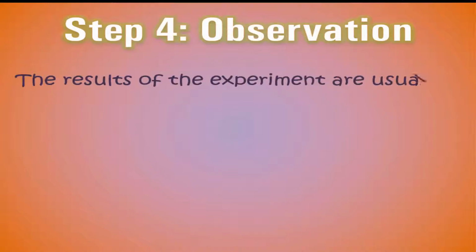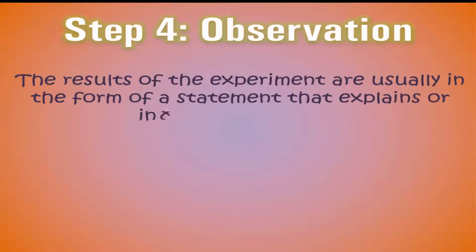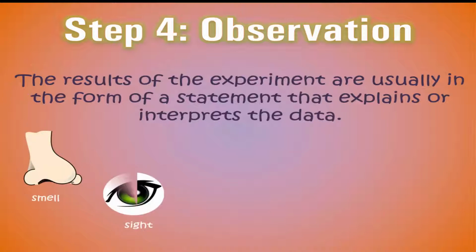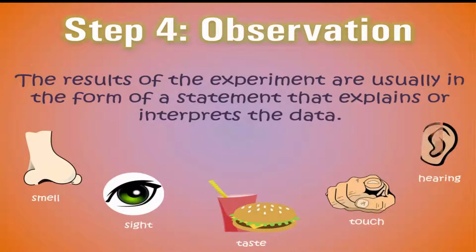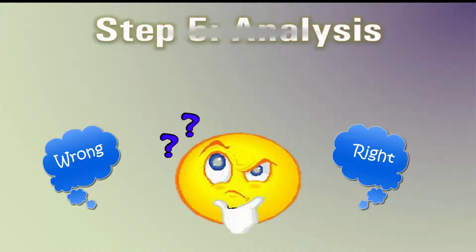Step 4. Observations/data collection. The results of the experiment are usually in the form of a statement that explains or interprets the data. Observations can be made through the senses and/or scientific equipment.